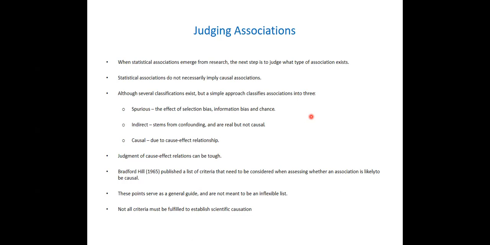So how do we now know? Whatever you get from your statistics, even if you do the confidence interval and make sure that it's significant, it does not just mean that it is causal. So what do you do to really know? Judgment of a cause-effect relationship can be tough, but a man called Bradford Hill in 1965 published a list of criteria that need to be considered when assessing whether an association is likely to be causal. This serves as a general guide and is not meant to be an inflexible list. Not all criteria must be fulfilled to establish scientific causation.